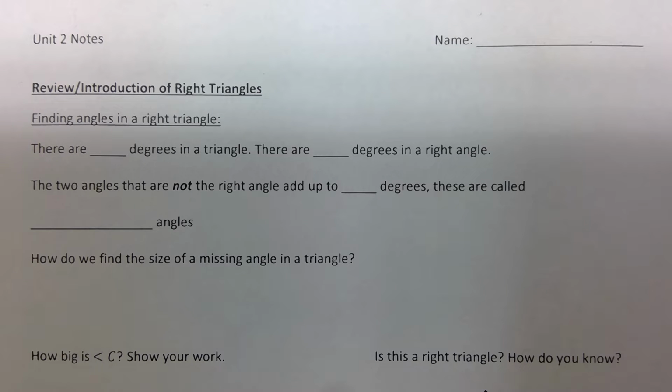So we're going to think about what we had last unit with our triangles, and we're going to move into working with some more things, add some more stuff to it with our right triangles. So we'll start off with a quick review of our right triangles, as well as introduce some new things of right triangles, and recalling how we find angles in a right triangle.